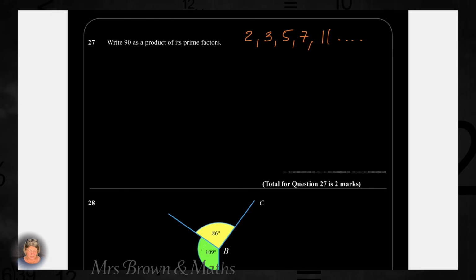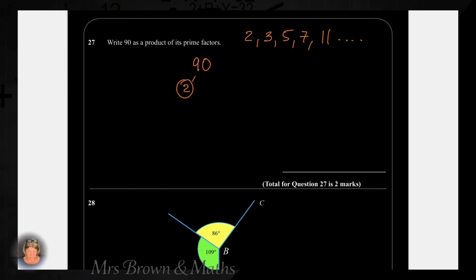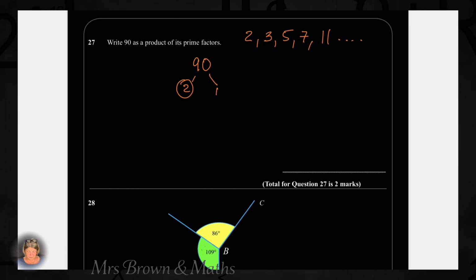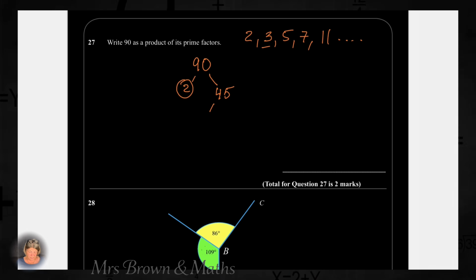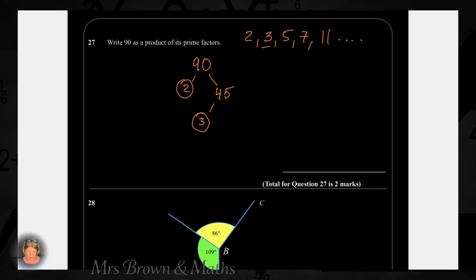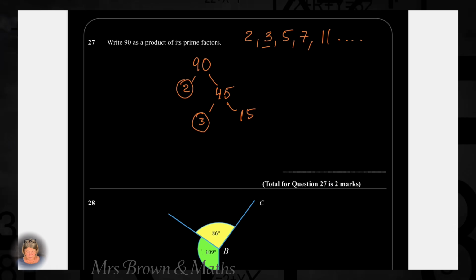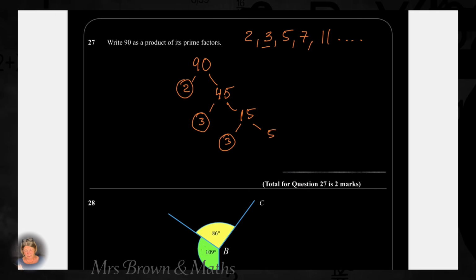Right, 90, can I divide by 2? Yes, it's an even number. So I will circle 2, because it is a prime number. And if you divide by 2, it will be 45. Definitely not a prime number. I cannot divide by 2, but I can divide by 3. Prime number, I will circle. And 15, not a prime number. Divide by 3 again. And 5 is a prime number.